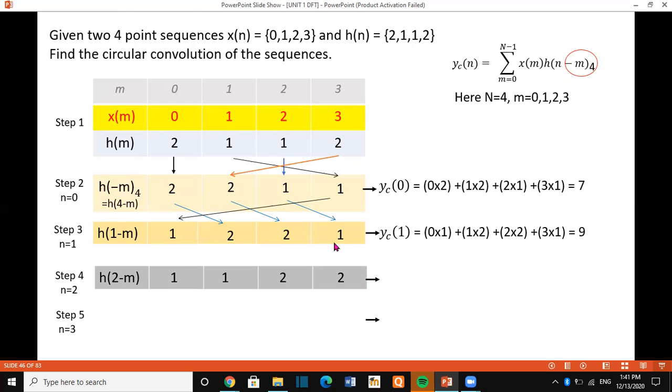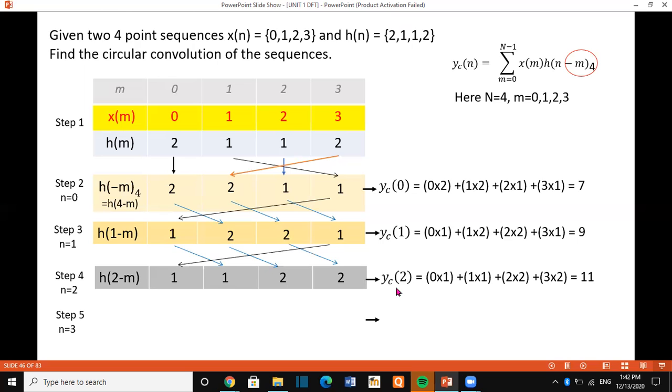So h of 2 minus m is nothing but again you have to circularly shift this h of 1 minus m to the right. So this 1 will get shifted to the right over here. Again this 2 will get shifted to the right by one sample and we'll get 2 in this position. Again this 2 will get shifted to the right over here and you will get 2 in this position, and this 1 will take this vacant place over here by rotating and coming back over here and taking this vacant position. So what is h of 2 minus m? This is equal to 1, 1, 2, 2.